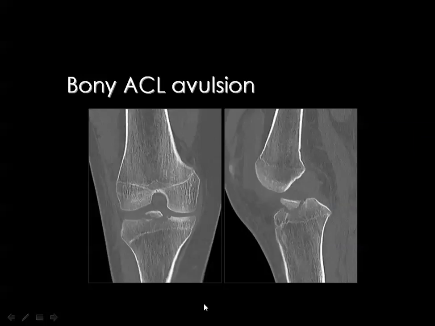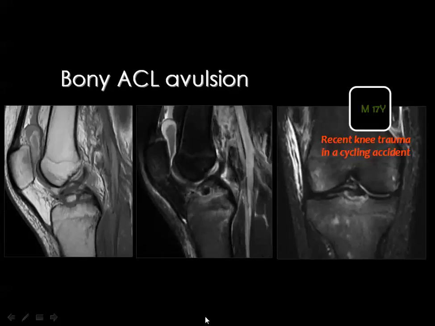This can be better appreciated by CT images, especially in the 2D coronal and sagittal reconstruction, where you can see an avulsion of the attachment site of the anterior cruciate ligament. And this is MRI of avulsion of the attachment site of the anterior cruciate ligament, and the ligament is lax. As you can see here, there is avulsion of the attachment site of the anterior cruciate ligament, and you can also appreciate the presence of some hemorrhage and fluid within the joint.